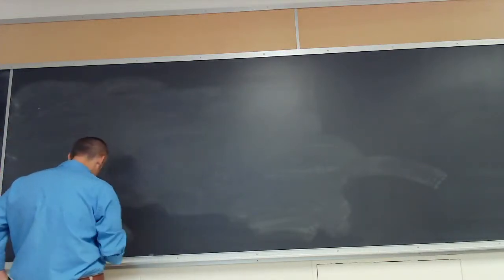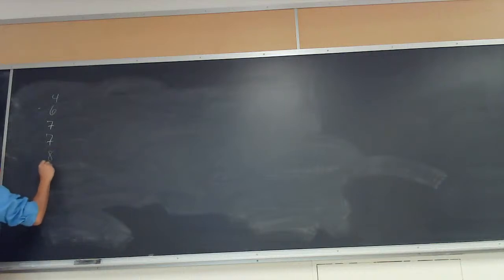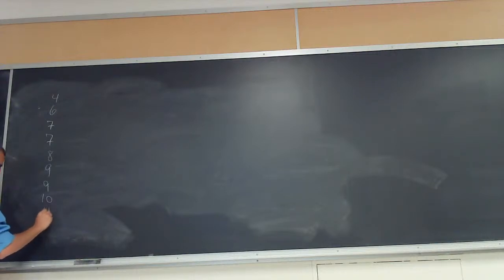So we got our vector, 10 values. We got 4, 6, 7, 7, 8, 10, 11. All right, that's our data. This is our raw data.